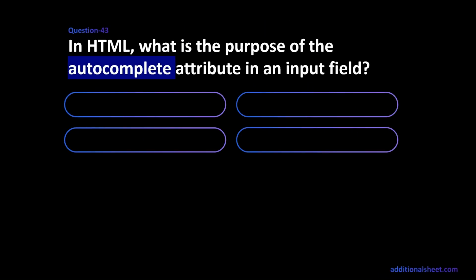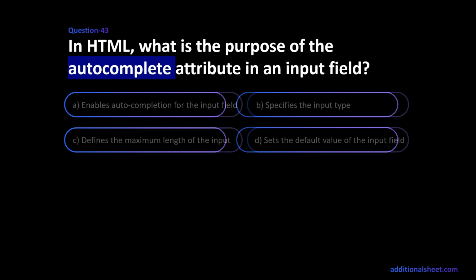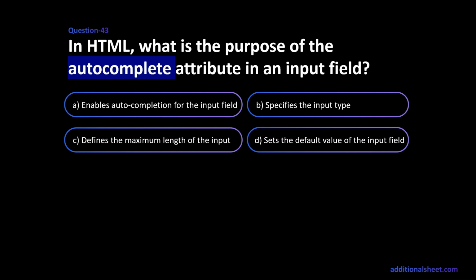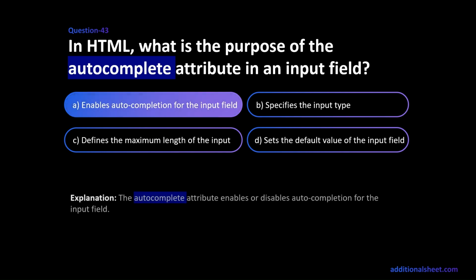Q43. In HTML, what is the purpose of the autocomplete attribute in an input field? Options are: A. Enables autocompletion for the input field. B. Specifies the input type. C. Defines the maximum length of the input. D. Sets the default value of the input field. The correct answer is option A. The autocomplete attribute enables or disables autocompletion for the input field.